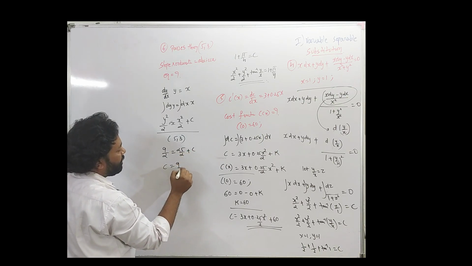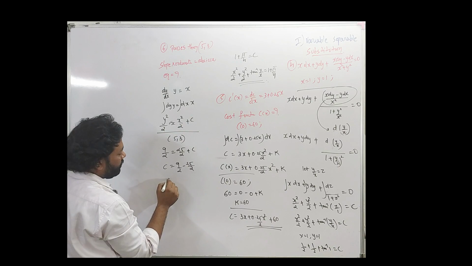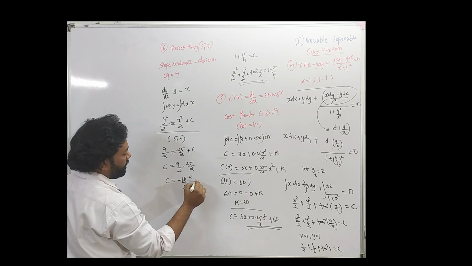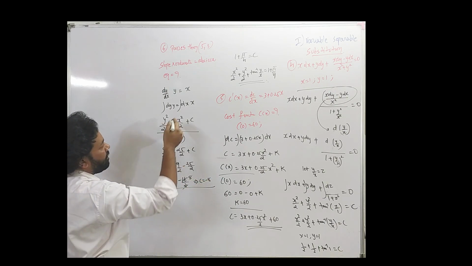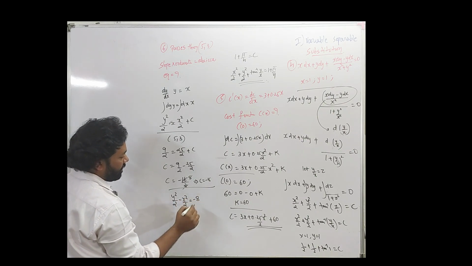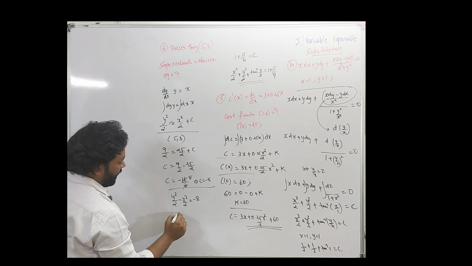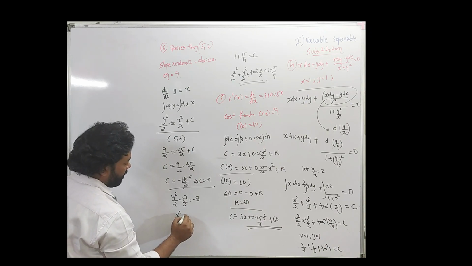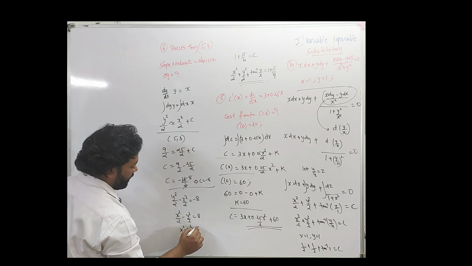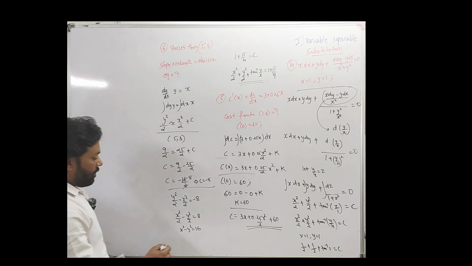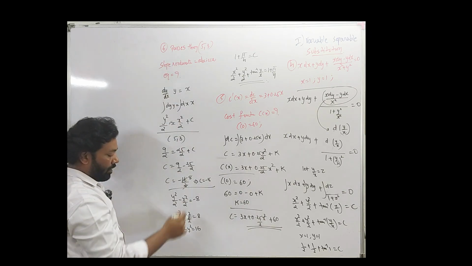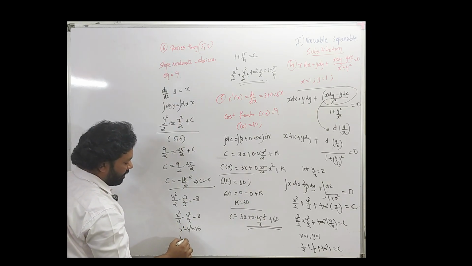The value of c will be 9 by 2 minus 25 by 2. 9 minus 25 is minus 16 by 2. So the value of c we have got as minus 8. Substitute it. So y square by 2 minus x square by 2 is equal to minus 8. Right? You can take out minus common. So x square by 2 minus y square by 2 is equal to 8. x square minus y square is equal to 16. So this is the equation, right? This is the equation of the curve, and it represents a hyperbola.